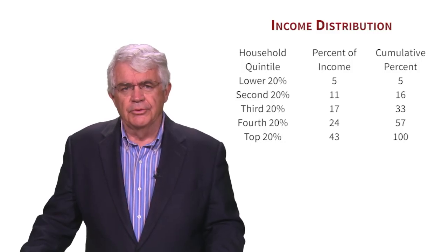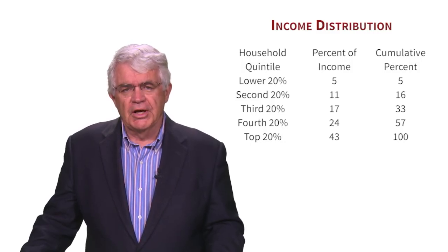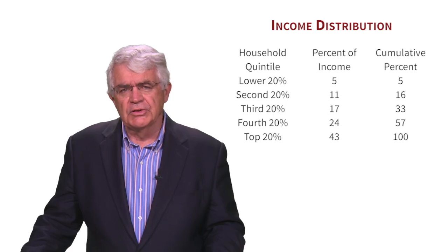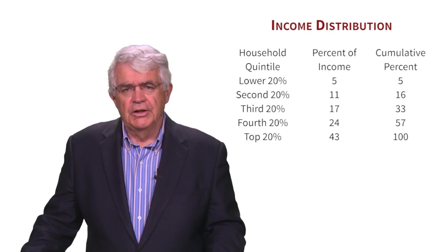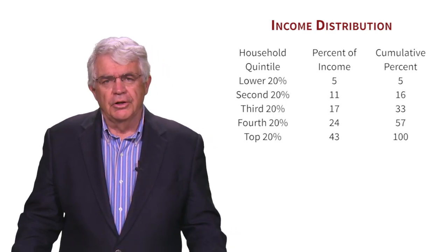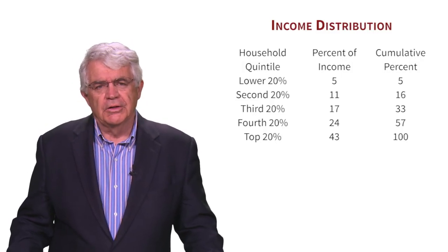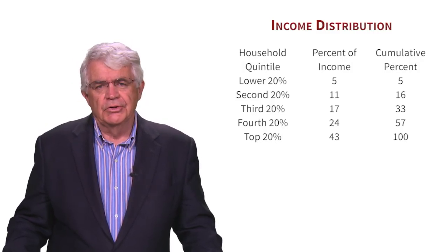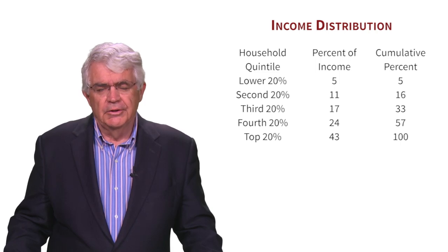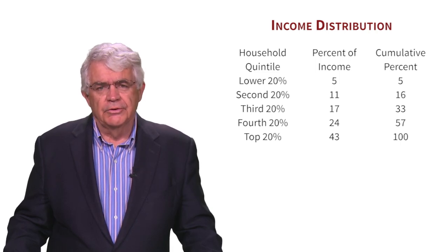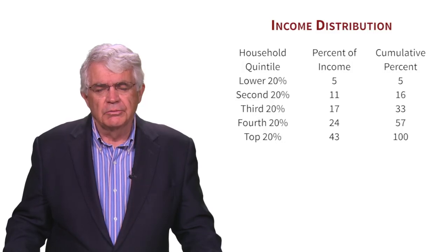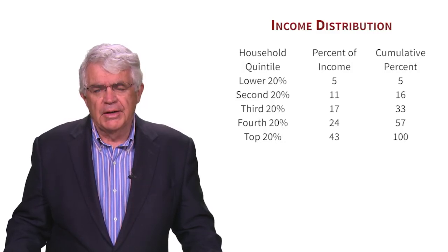So for example, the cumulative percent for the second 20% is 16. That's the sum of 11 and 5. And if you include all of it, the cumulative percent for the top 20% is 100, because the numbers in the second column, percent of income, if we've done our calculations right, should add up to 100. And so the cumulative percent is the way that we can easily examine the income distribution changes over time.